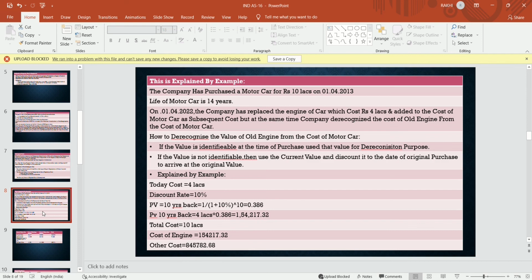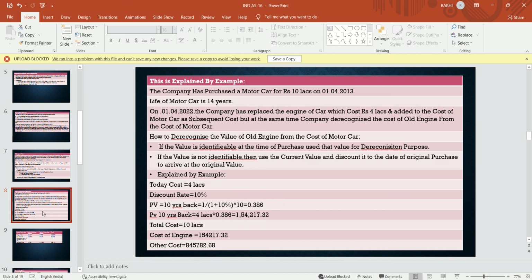So how to find the discounting factor? They will use 1 divided by 1 plus 10% to the power of 10 years, because we are finding the value of that engine 10 years back. So it comes to 0.386. Then we will multiply that factor with today's value of that engine, the value as on 1st April 2022, that is 4 lakhs, to find the value 10 years back. So it comes to 1,54,270.